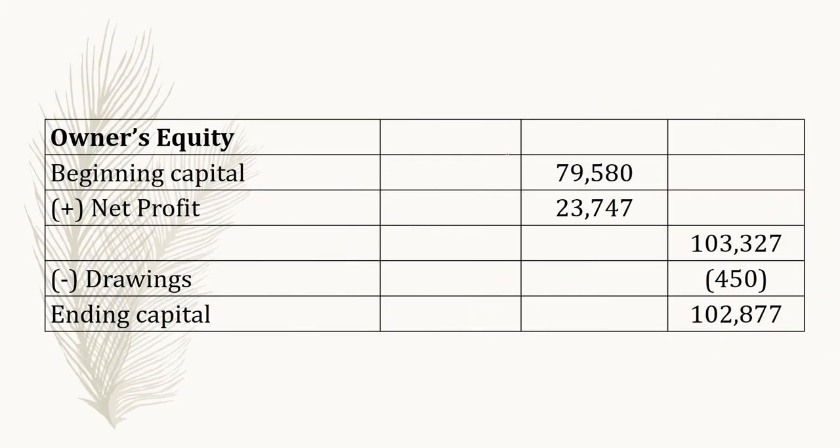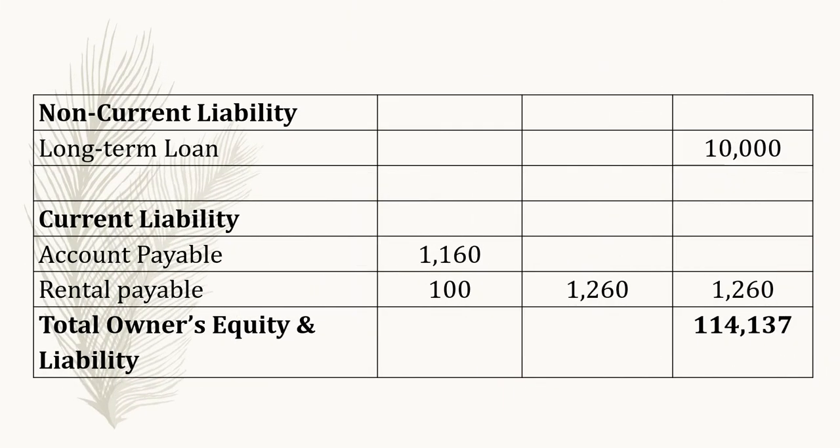As for owner's equity, the beginning capital you calculated earlier is 79,580. The net profit from the income statement prepared earlier is 23,747, and then we will minus drawings again, but this is both cash and merchandise drawings. As for your merchandise drawing, you will deduct it once in your income statement as well. So we got our ending capital of 102,877. And as for your non-current liability, you have your long-term loan.